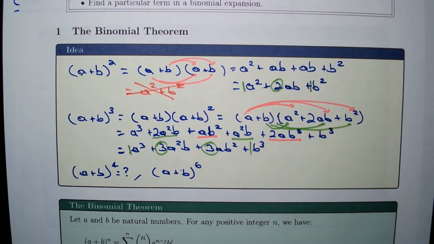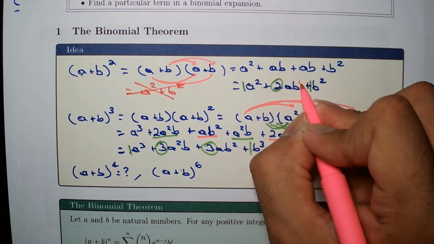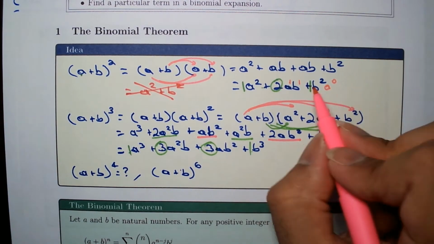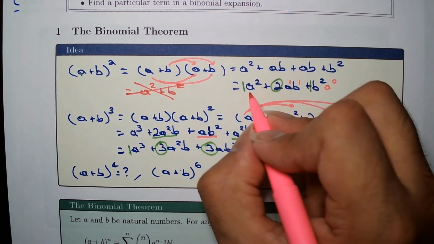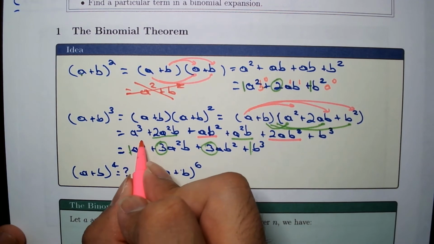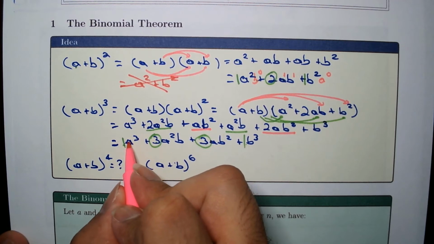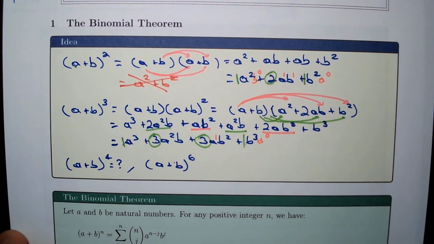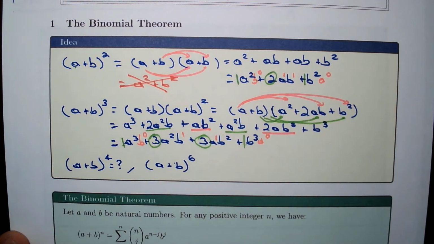For example, right here, a has a power of 2, then power 1, and then power 0. B ends in power 2. It previously had power 1, and this is basically b to the 0. Same thing here. Observe a for the binomial cubed. Observe how a starts at the third power, decreases by 1 power, 1 more, and then a to the 0. And then b to the 0, b to the first, b squared, b cubed.